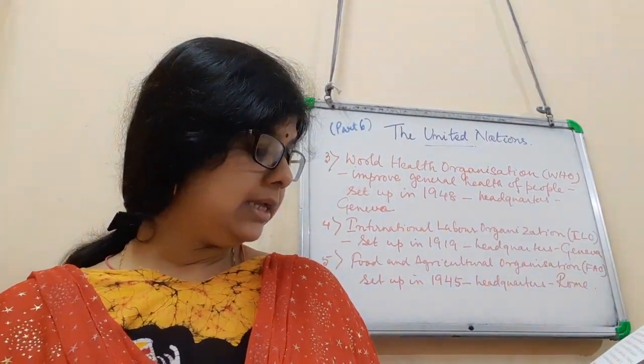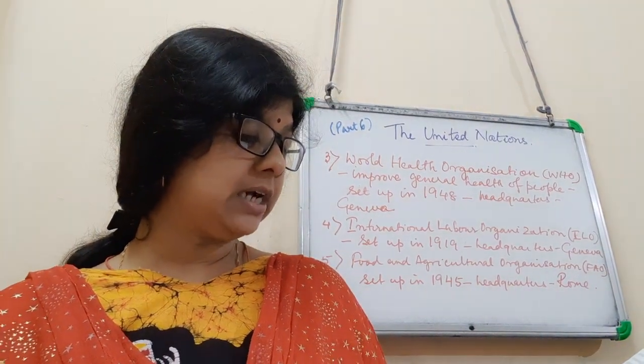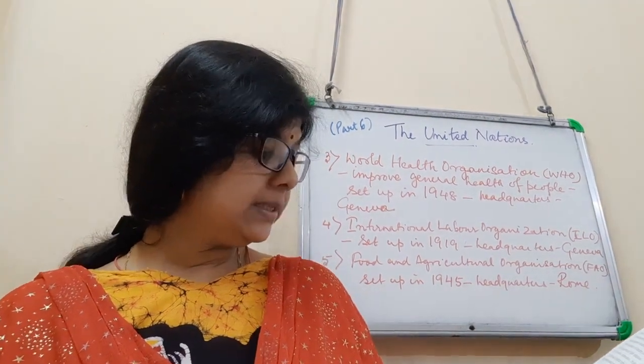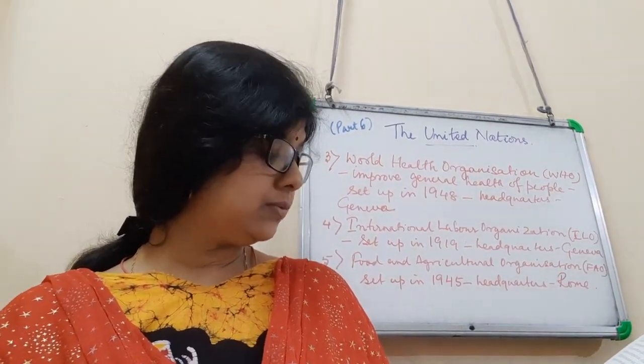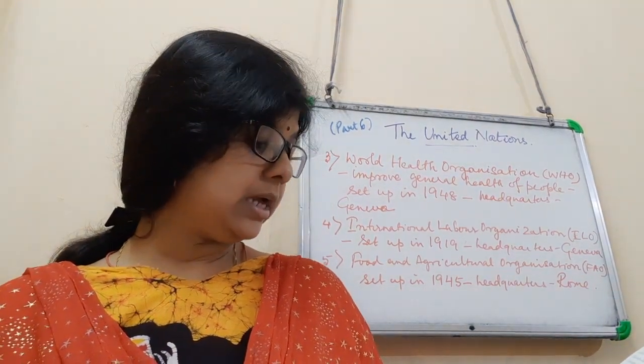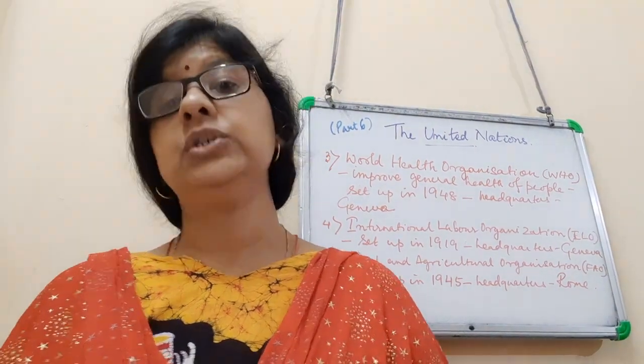Achievements of the UN. The UN has been successful in maintaining peace in the world and has prevented conflicts from growing into major wars. It has also been successful in preventing the misuse of destructive weapons. The UN has provided relief to the poor and the underprivileged, especially in developing countries, through its specialized agencies.